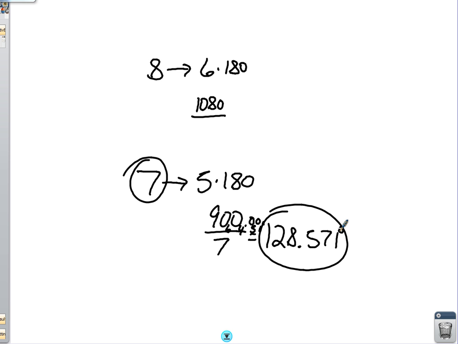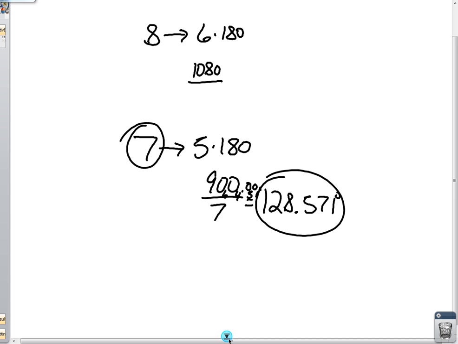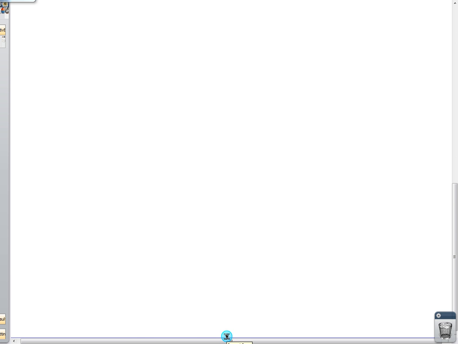128.571, which would be about 128.6, C. Number 21, each exterior angle. I like these. Tell me one more time, McKenna. The exterior angles will always add up to 360. No matter what the shape is, exterior angles always add up to 360.